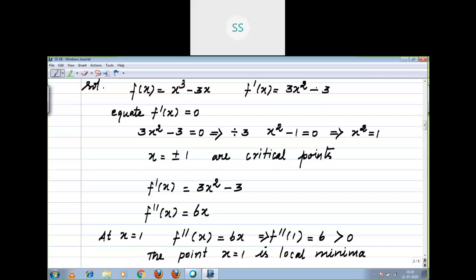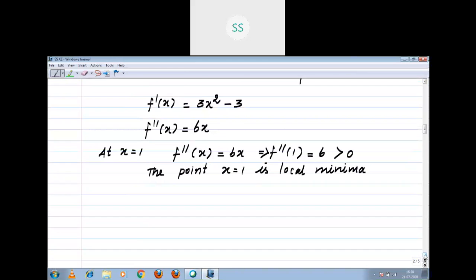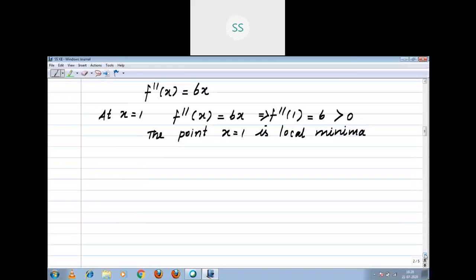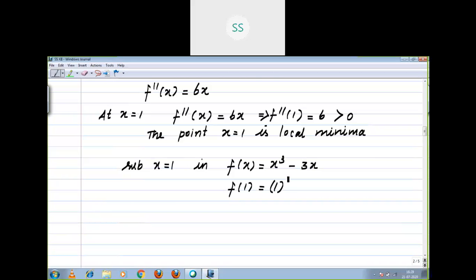You want to find the local minimum value. Once you say local minimum, you can arrive at only the local minimum value. Local minimum value means how to find? You have to substitute the x value in the given function, right? Substitute x is equal to 1 in f of x equal to x cube minus 3x. F of 1 equal to 1 cube minus 3 into 1, which is equal to 1 minus 3, minus 2, right?